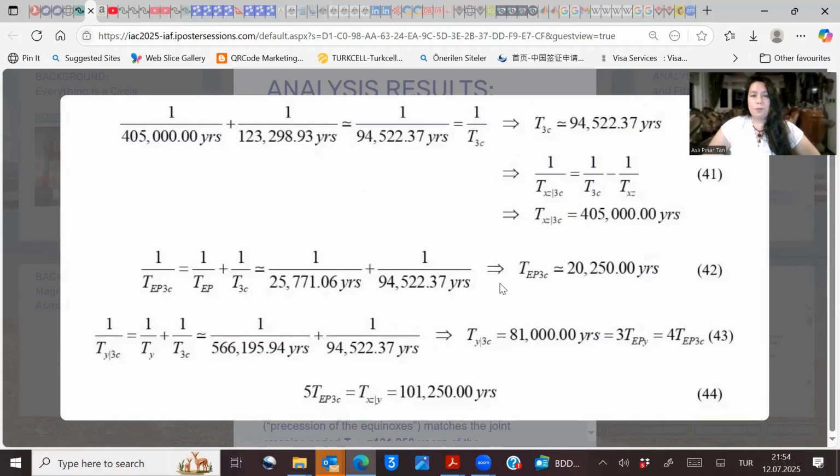And the precession of the equinoxes and the third component have a joint period of 20,250 years, whereas the third component and the LY line cross each other every 81,000 years. And this crossing period is the same as 3 times the crossing period for the precession of the equinoxes and the LY line, and 4 times the crossing period for precession of the equinoxes and the third component.